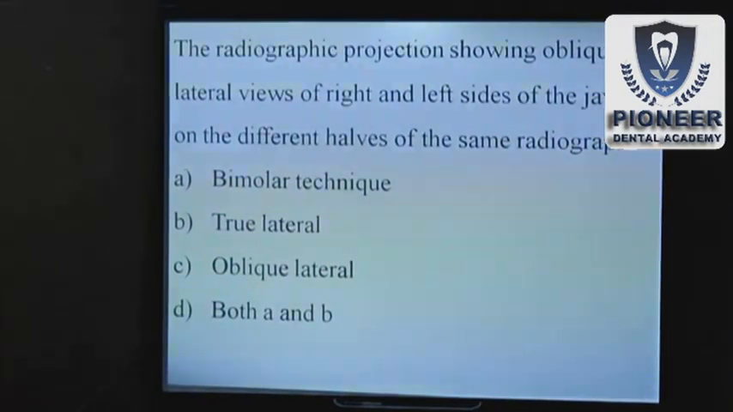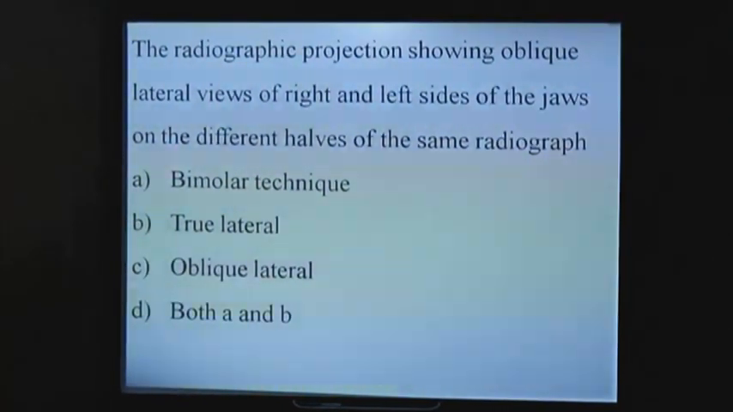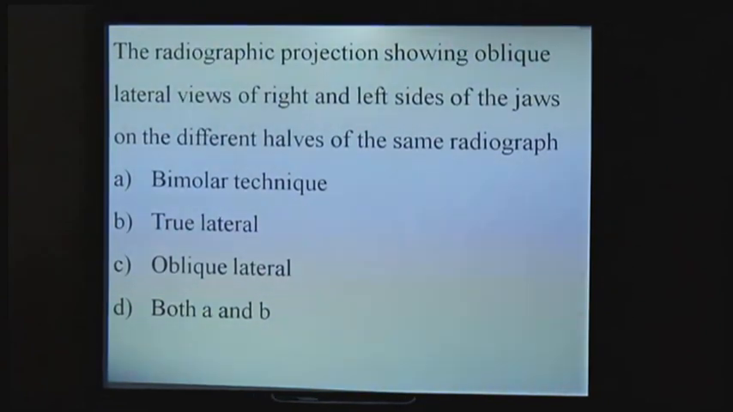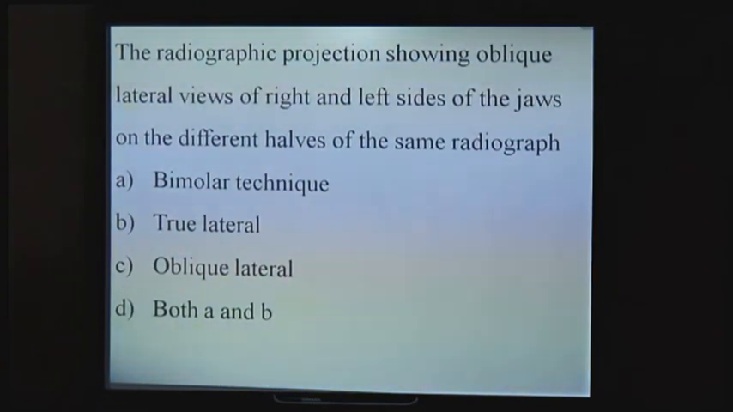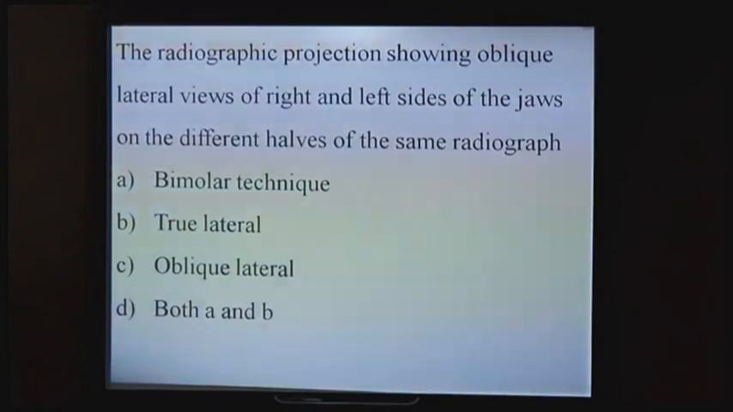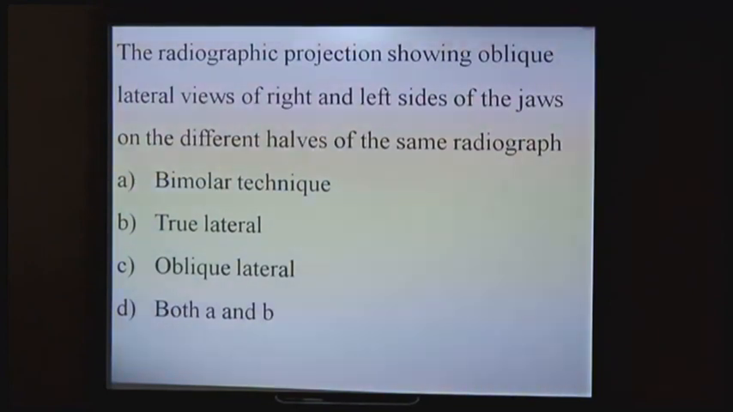The radiographic projection showing oblique lateral views of right and left sides of the jaw on different halves of the same radiograph. Suppose there is an OPG cassette. They will block one half with a lead plate, shoot one side of your TMJ, and then block the other half of your OPG cassette and shoot the other side of the TMJ. So both sides are there on the same radiograph. That is a question. So that technique is called as bimolar technique. Alright.